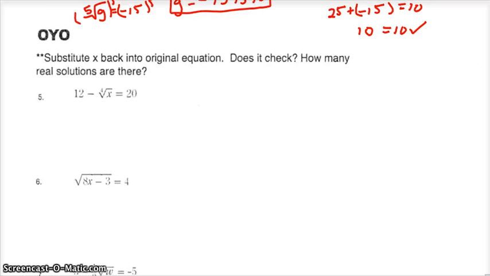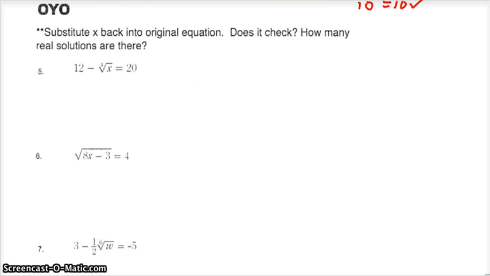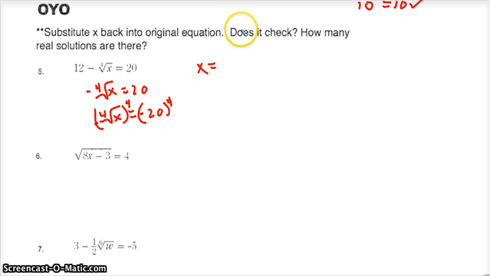Try the on your own questions, and then be sure to check for extraneous solutions. All right, for question number 5, you should have subtracted 12 from both sides, gotten negative the 4th root of x equals 20. Both sides need to be multiplied by negative 1. So the 4th root of x equals negative 20. Raise both sides to the 4th power. So x equals 4,096.